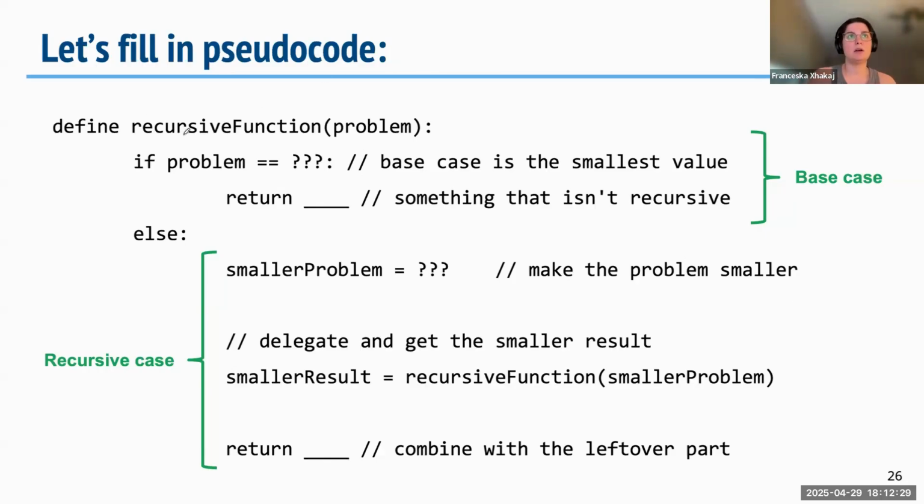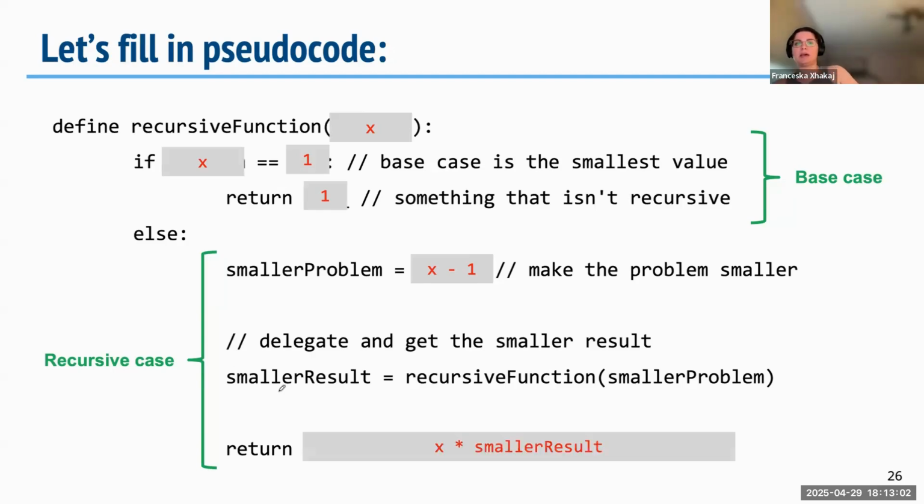So I'm going to have my recursive function here. What is my problem? I'm trying to calculate x factorial. What is my base case? If my x becomes equal to 1, that's my base case. What do I return then? I return 1, because 1 factorial is actually 1. How can I make the problem smaller? I take x and subtract 1 from it, so that's x minus 1. I will call myself recursively with the smaller problem, and this is going to give me the smaller result. And then I go ahead and take my x and multiply it by the smaller result.